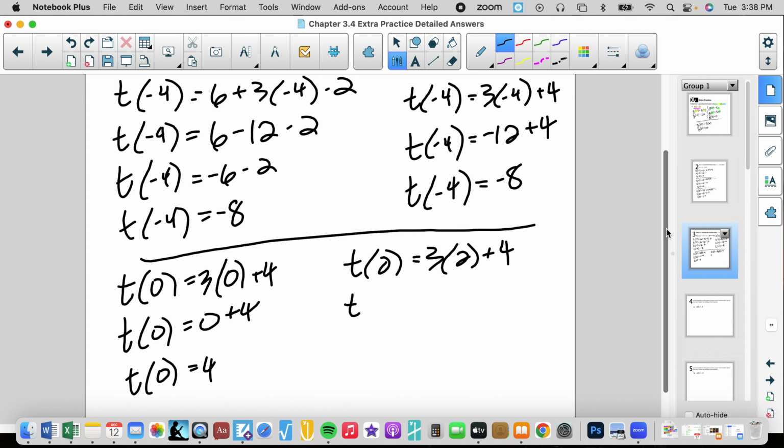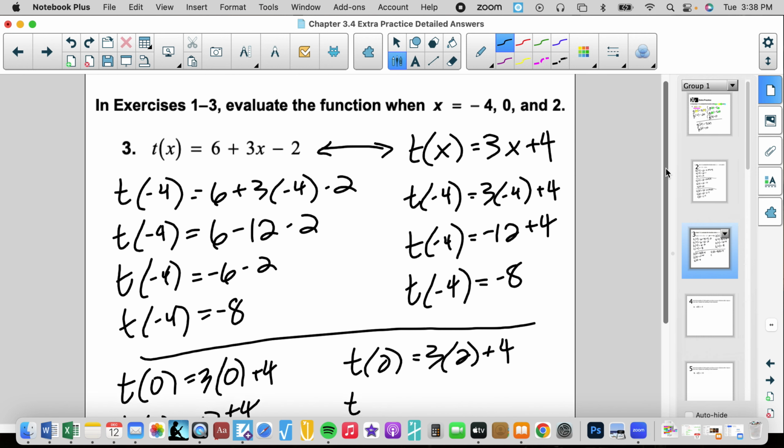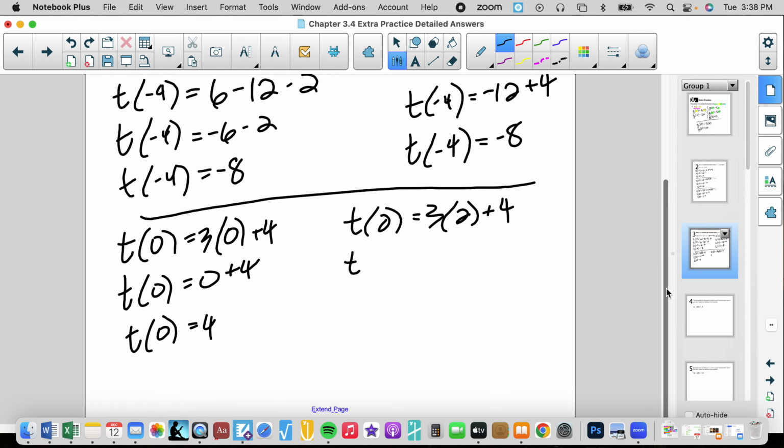All right, I think I'm doing it correctly. Yeah, sorry, we're good. t of 0 equals 6 plus 4. And t of 2 equals 10.